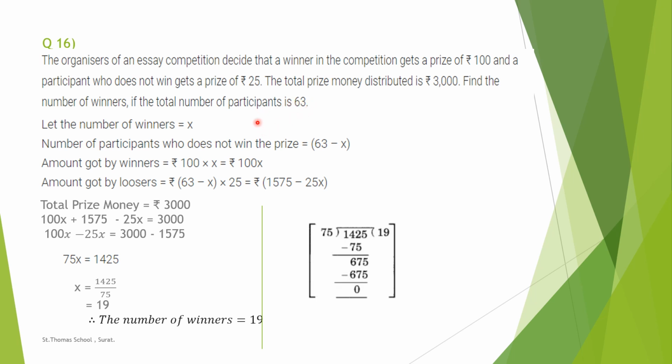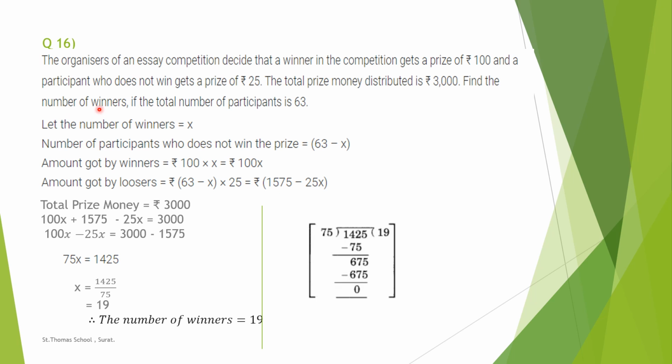Now, what do you understand from this question? They are conducting one essay competition, and those who win, that means the winners, will get rupees 100, and a participant who does not win, that means those who are not winning, right? So they will get a prize of rupees 25. So winner gets rupees 100 and loser gets rupees 25. And what is the total prize amount? That is 3000. And how many participants total? 63. And we have to find the number of winners.